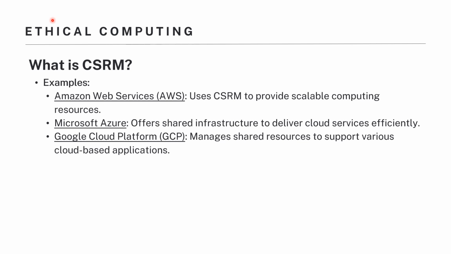So what I have here are three different examples of CSRM providers. The first one is very popular, which is AWS, or Amazon Web Services. Basically, it uses the CSRM model in order to provide scalable computing resources. One example of their service that shows CSRM is their EC2, right? If you're not familiar with the EC2 service of AWS, that's basically their virtual machine service. So if you want to provision a virtual machine in AWS, you need to purchase the EC2 service.